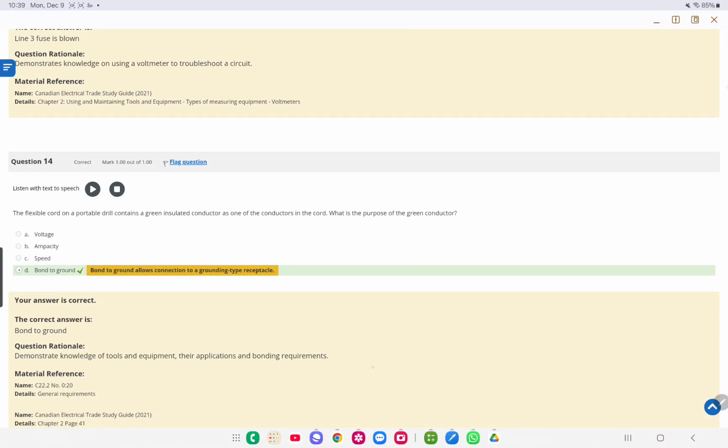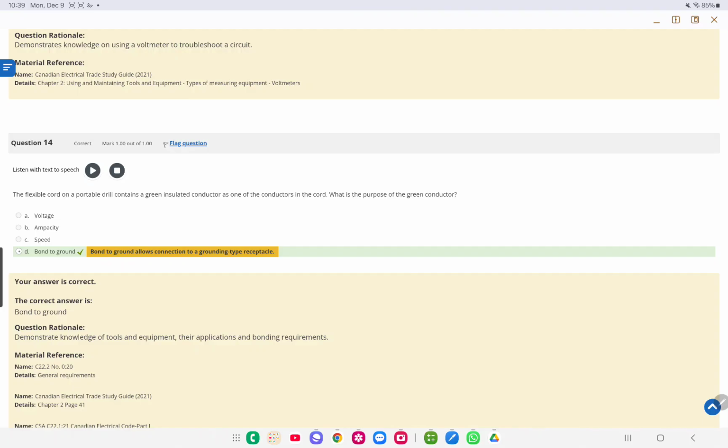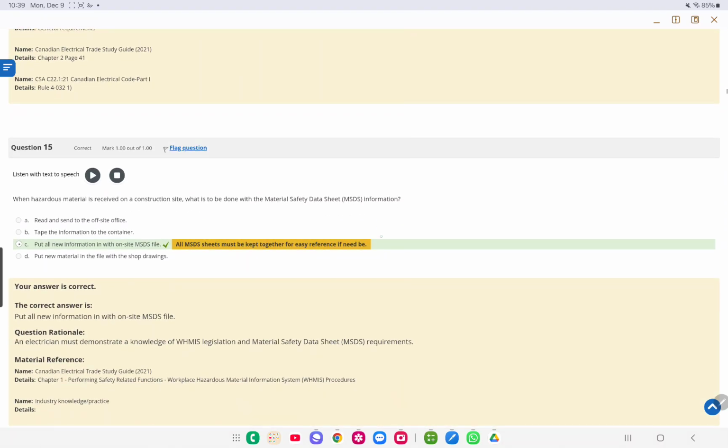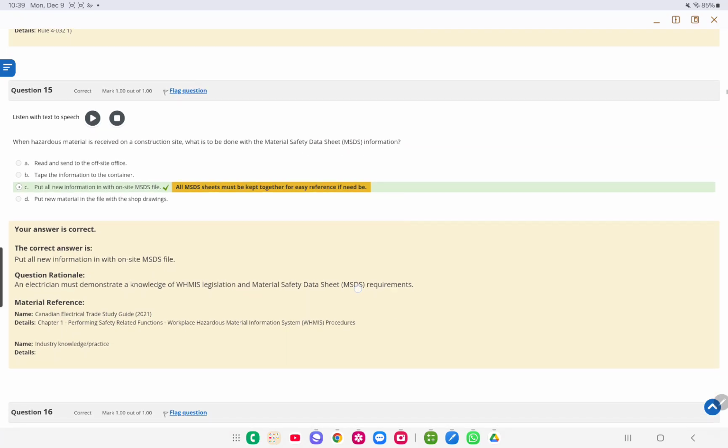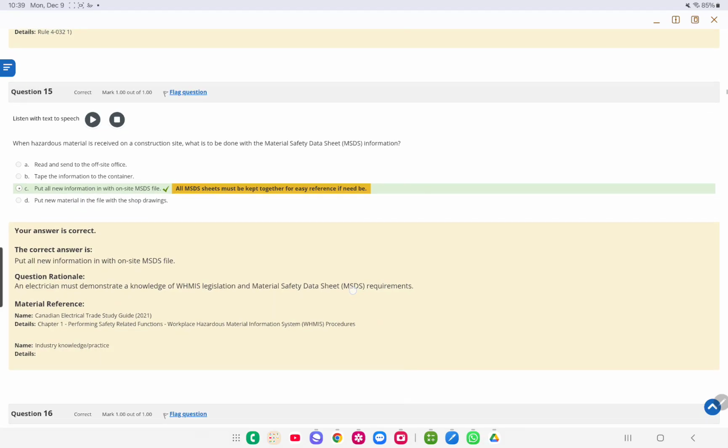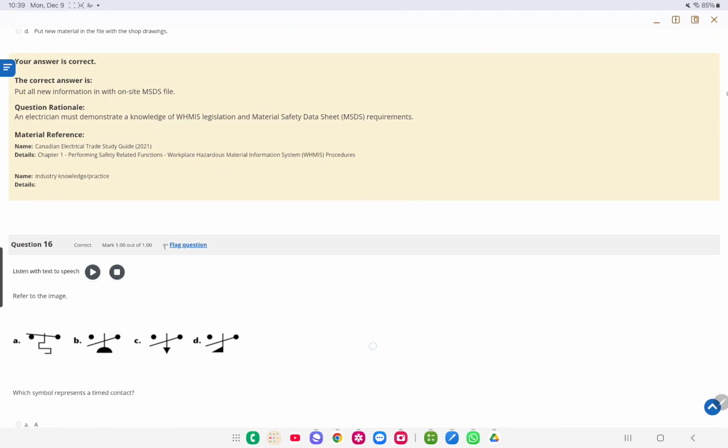The flexible cord on a portable drill contains a green insulated conductor as one of the conductors in the cord. What is the purpose of this green conductor? It has to be a bond to ground. When hazardous materials are received on a construction site, what is to be done? The material safety data sheets info should be put on site in the MSDS files.